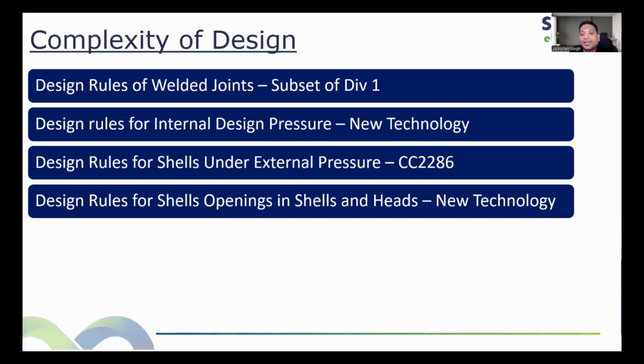Shell openings in shells and heads: the reinforcement calculation methodology is completely different in division 2. In division 1, how do we calculate reinforcement? What is the main point, the basis for us to calculate the reinforcement?